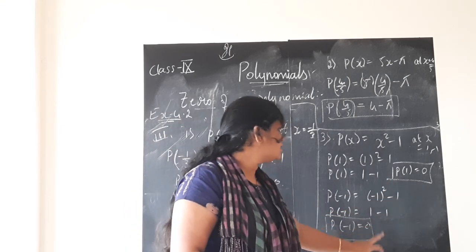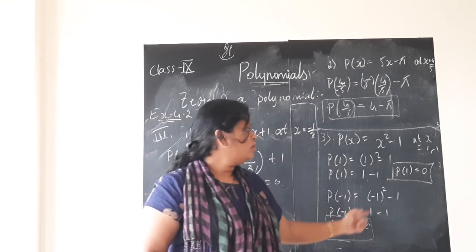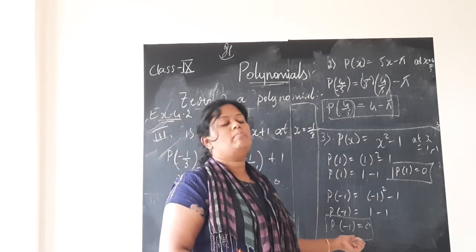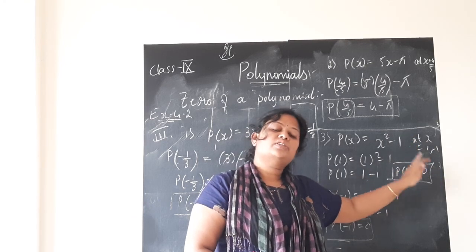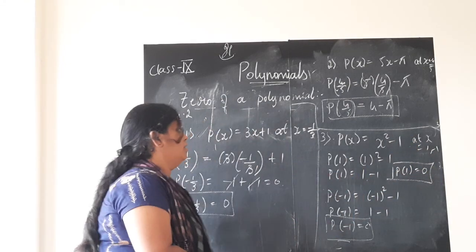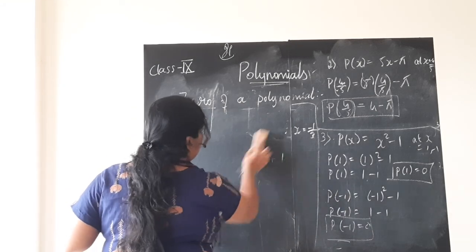In both the cases, when x is equal to 1 as well as when x is equal to minus 1, we are getting P of 1 and P of minus 1 to be 0, which means x is equal to 1 and x is equal to minus 1 are both zeros of the polynomial. That is how you write. Next we shall go to the fourth problem.